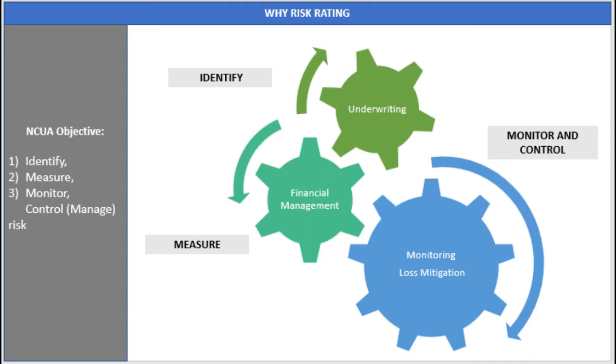According to NCUA, the regulator for federal credit unions, the goal of a risk rating system is to identify, measure, monitor, and control risk. And it is used during the whole loan cycle, from underwriting during loan origination to monitoring and risk mitigation during portfolio management, as well as the financial management of the organization as a whole.